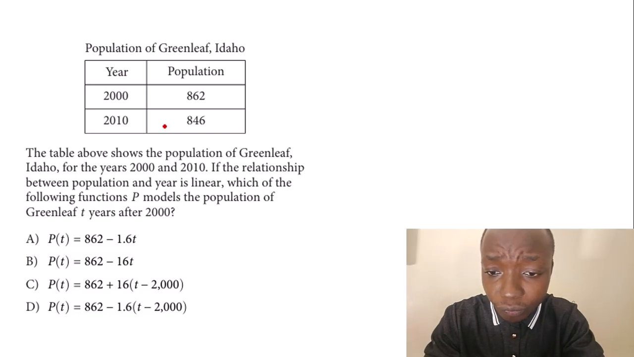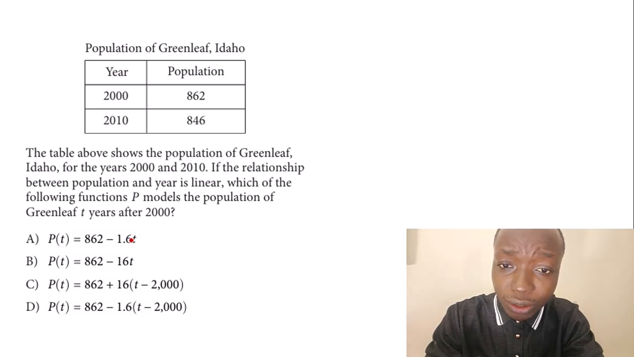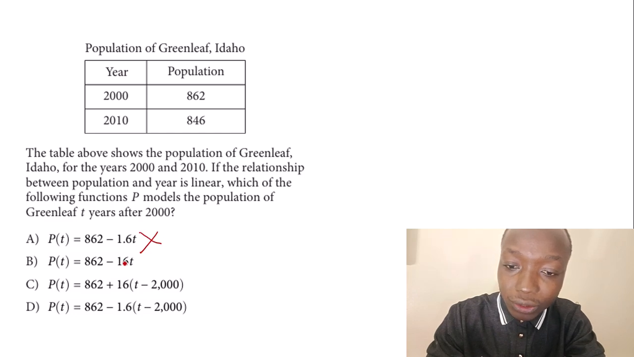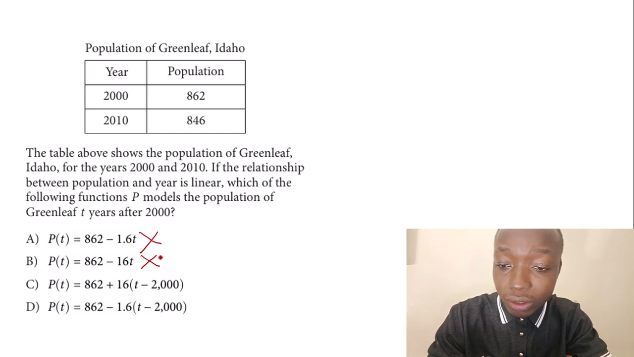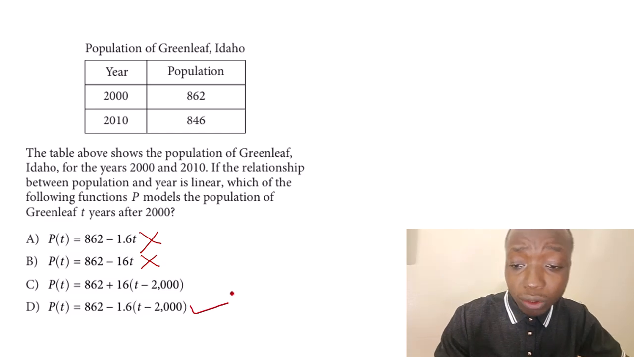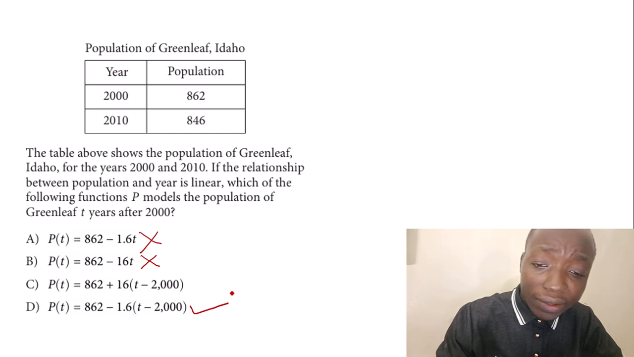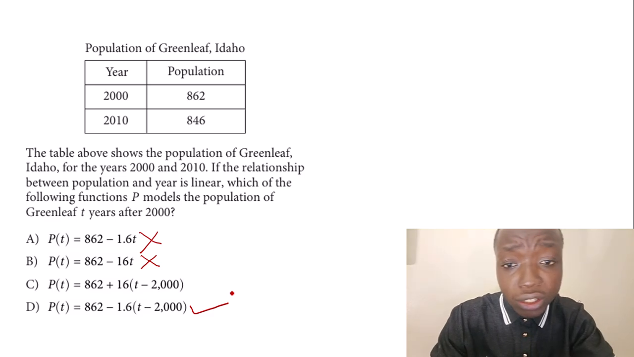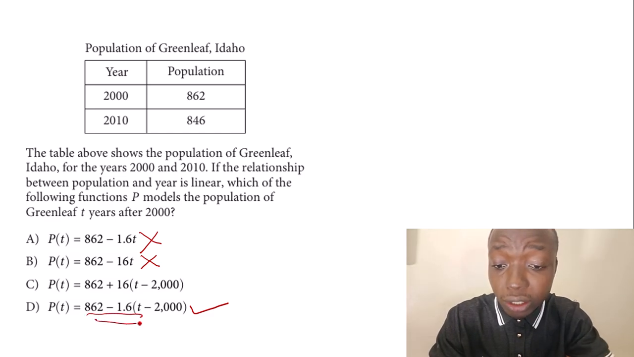So here, if we substitute 2000, we will not get it. So option A is out. If we substitute 2000, we will not get the population. So option B is out. Now, remember we need an equation that has a negative slope. So from here, I can just pick option D because option C has a positive slope. And of course, if you substitute, you would actually get the correct answer.